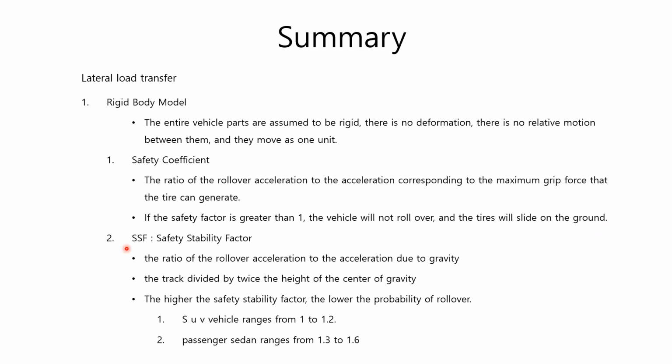the ground. The second index is the static stability factor, which is the ratio of the rollover acceleration to the acceleration due to gravity. This value is equal to the track divided by twice the height of the center of gravity. The higher the static stability factor, the lower the probability of rollover. The SSF of an SUV ranges from 1 to 1.2, while the SSF of a passenger sedan ranges from 1.3 to 1.6.